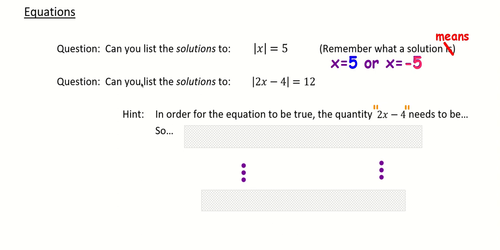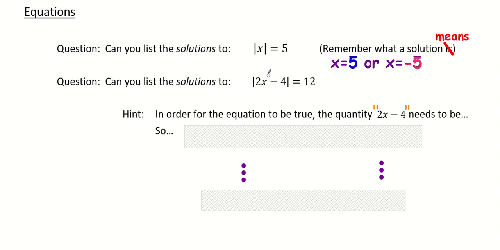So can you list the solutions to this? What if we make it a little more complicated? Now it's the absolute value of 2x minus 4 equals 12. Okay, so still explaining what's going on behind the scenes with this example. In order for the equation to be true, this whole quantity of 2x minus 4 in the absolute value needs to be what?